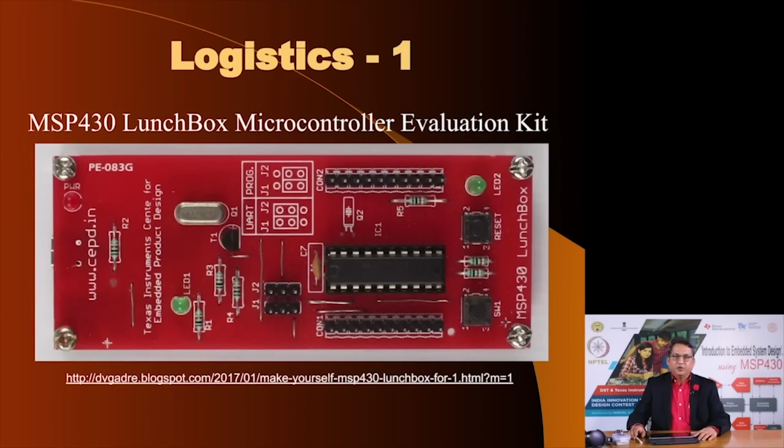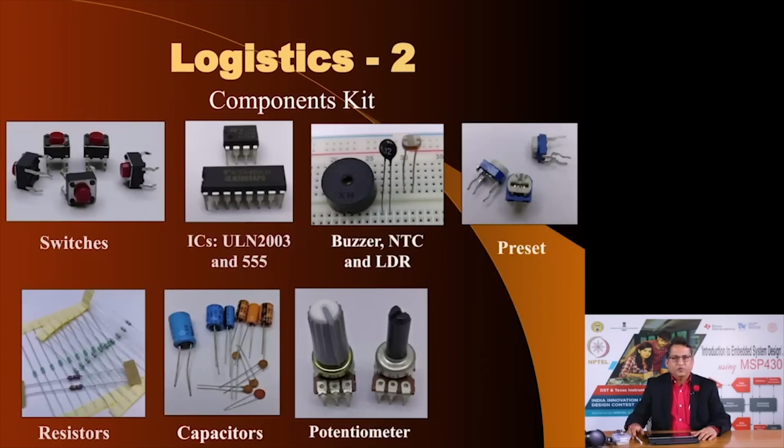Beyond that, we expect you to have certain common electronic components, and here is a list of those components. We would like you to have some switches, a few ICs, a driver IC called ULN 2003 and 555, basic input output devices such as a buzzer, a thermistor, an LDR which is a light detector, some presets, resistors, capacitors, a couple of potentiometers and LEDs.